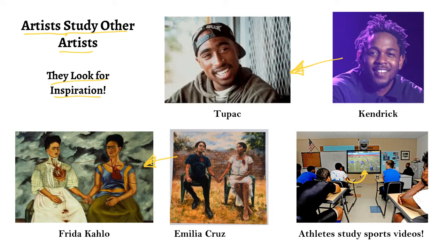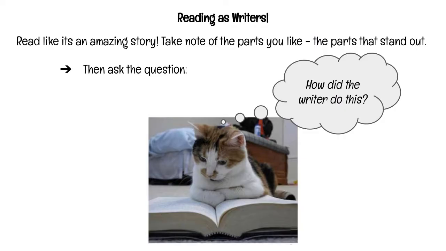So we're going to do that today in this lesson by looking a little bit more closely at the scholarship jacket and asking the question, how did they do this? It's going to help us become better writers. Right now we're going to read a small excerpt of the scholarship jacket and we're going to read it as writers. So we're just going to read it like it's a great story, because I think it is. And as we read, we're going to take note of the parts that we like, the parts that stand out to us. And we're going to keep asking this question: how did the writer do this?